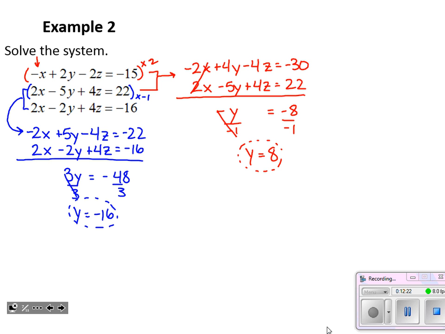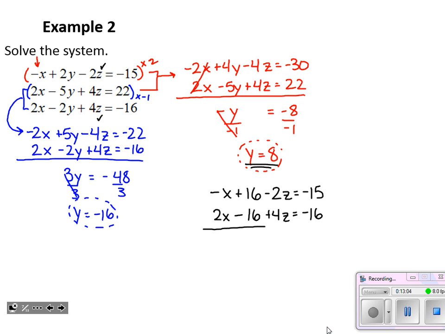Let's take a look at what would happen if I go back and substitute in the value y equals 8. Let's say that once I find that, I go back and ask what are the two easiest equations to plug y into? The first and the third. Then I would have negative x plus 2y, which is 16, minus 2z equals negative 15. And in that third equation, I would have 2x and then negative 2y, which is negative 16, plus 4z equals negative 16.